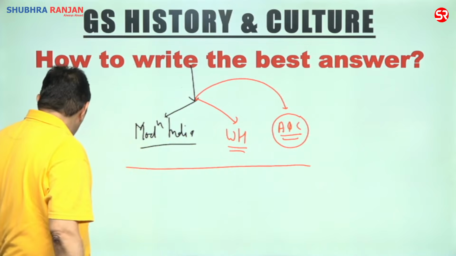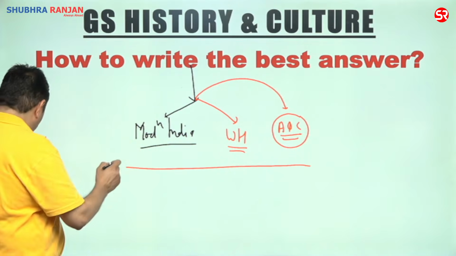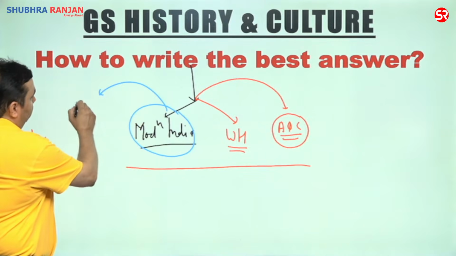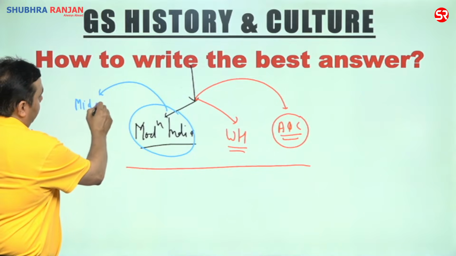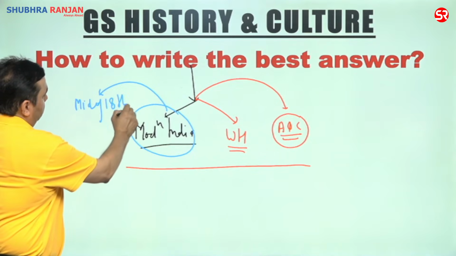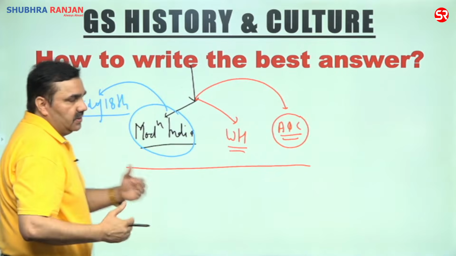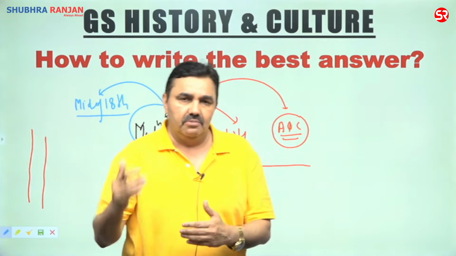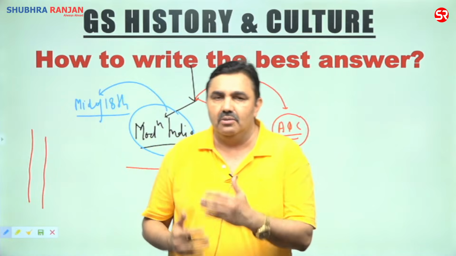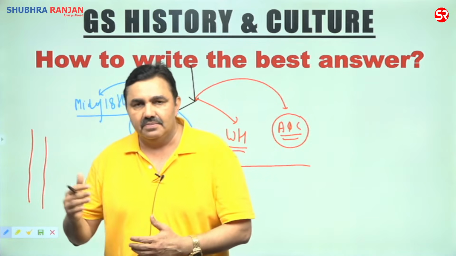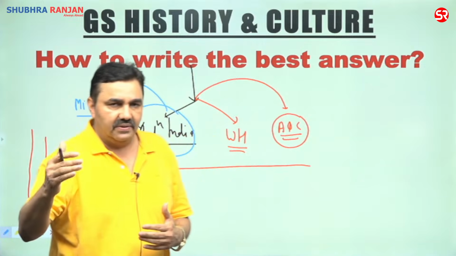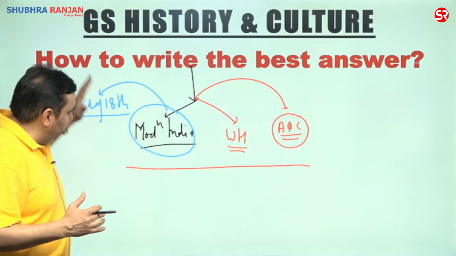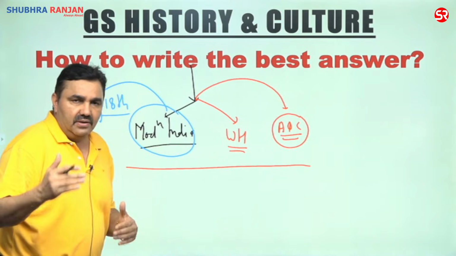When you look at the questions of modern India, questions of modern India start from the mid of 18th century. Mid of 18th century means the process of establishment of British rule started in India around that time. Think of Battle of Plassey, 1757, Battle of Buxar, 1764. Think of Carnatic Wars between French and the English company. All those things are the beginning part of modern India. Then you have to move ahead.